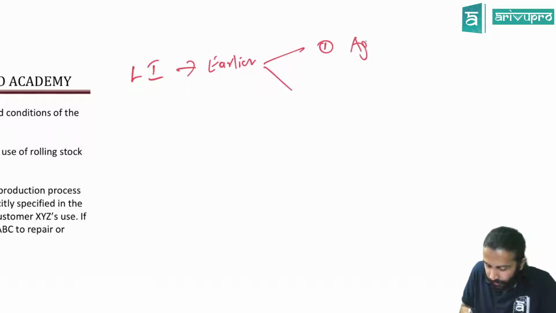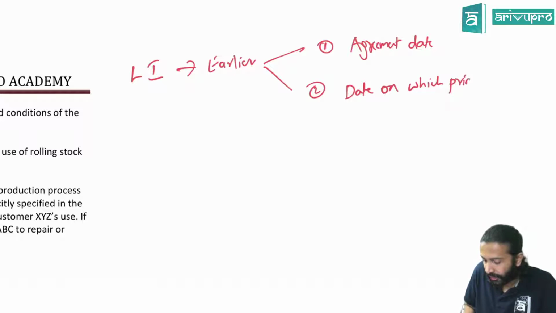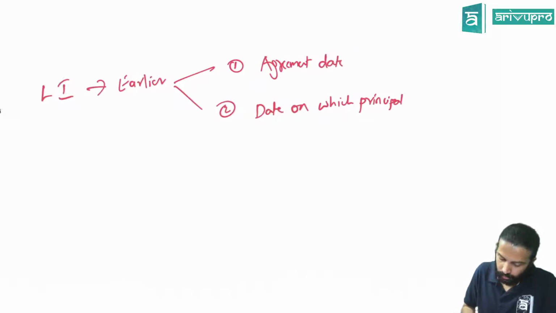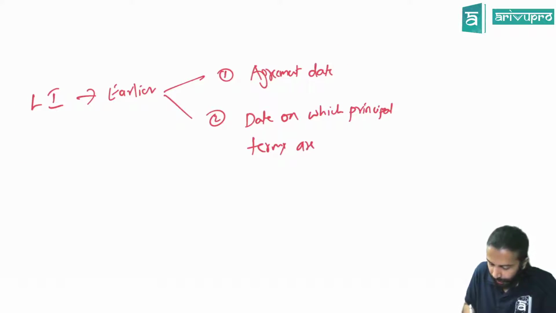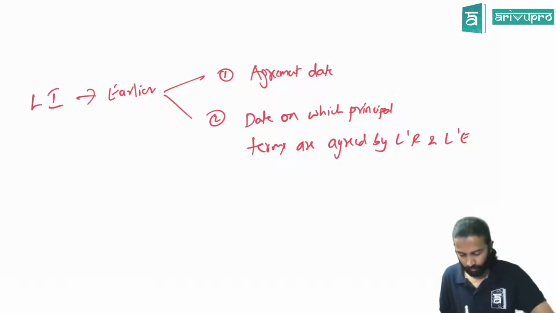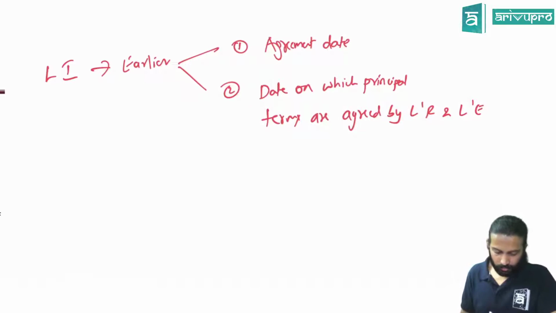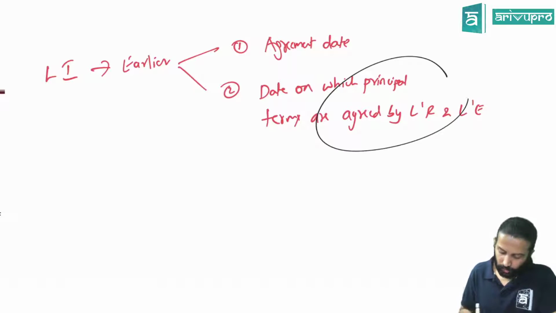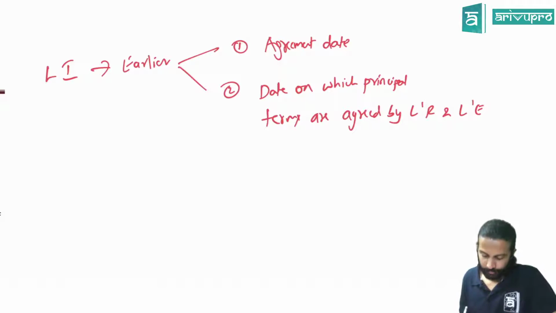One is the agreement date, or the date on which principal terms are agreed by lessor and lessee. Lease inception date is nothing but the earlier of either the agreement date or the date on which the principal terms are agreed by lessor and lessee.